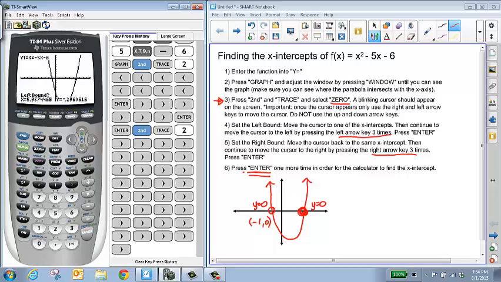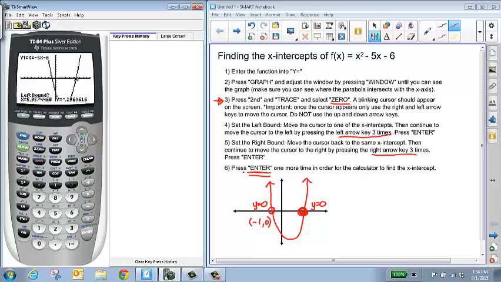I'm going to clear out the key press history here. All right, so now it says left bound. So again, if you remember from before, we're going to hit the left arrow key 3 times. So we have our cursor on the x-intercept. When it says left bound, hit the left arrow key and then hit enter. And the question is going to change to the right bound. Before we set the right bound, we want to move that cursor back onto the location of that x-intercept. Get it as close as possible. Then we can hit the right arrow key 3 times from this point. So 1, 2, 3, and hit enter.